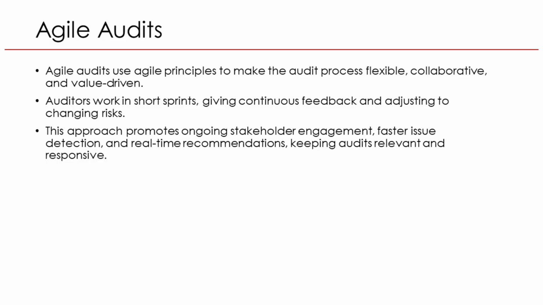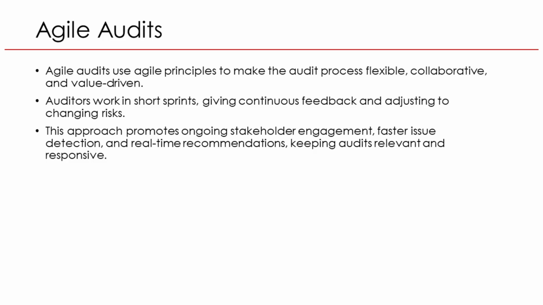Agile auditing uses the principles of agile project management to make audits more flexible, collaborative, and faster. Instead of waiting until the end of the year to issue one big report, the audit team works in short cycles called sprints, usually lasting 2 to 4 weeks. Each sprint focuses on a small, high-risk area and delivers quick, meaningful results.